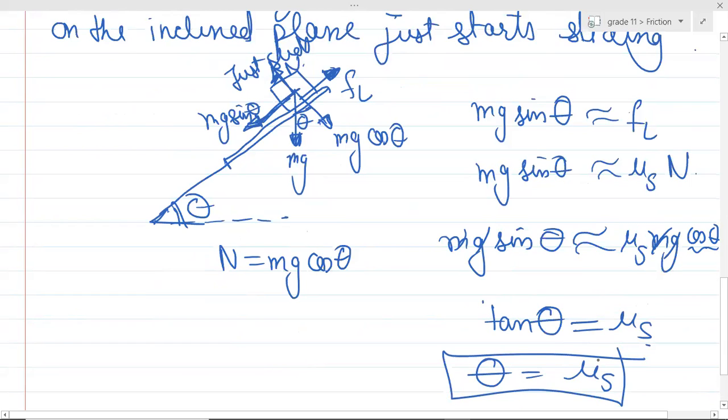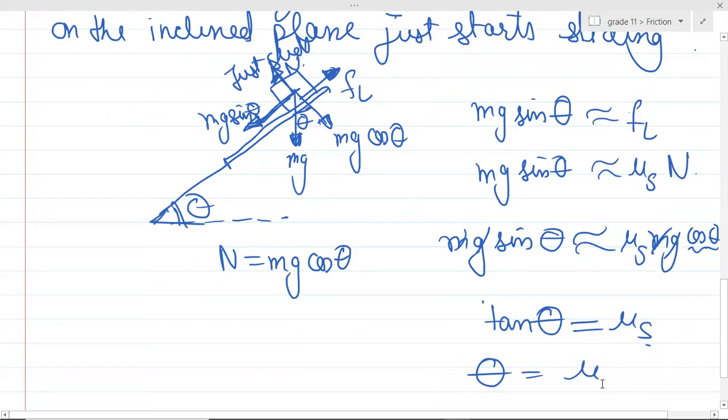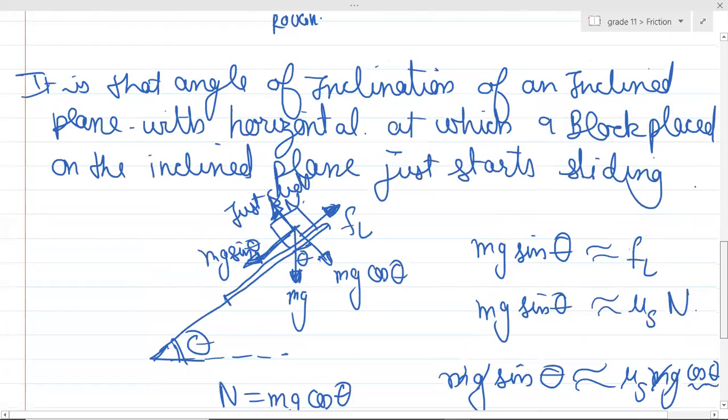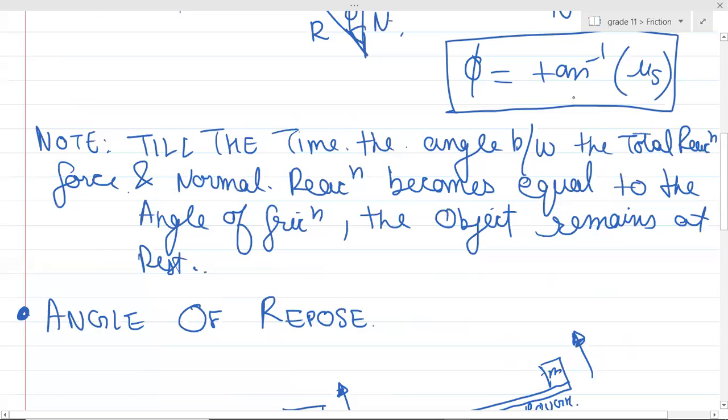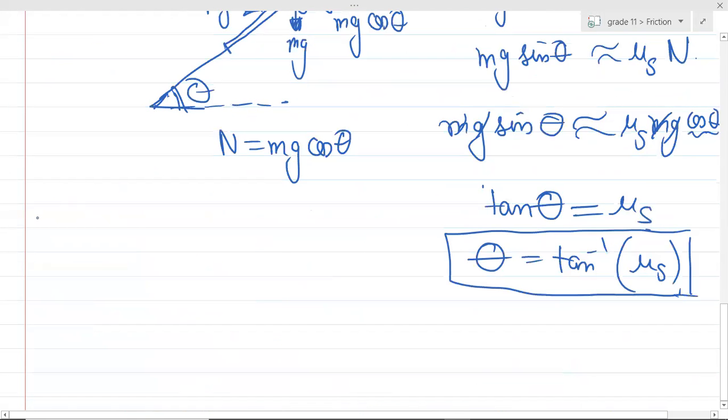And what is the angle of repose? Tan inverse of mu s. So theta will be equal to tan inverse of mu s. Can you see, guys, it's the same thing as the angle of repose, tan inverse of mu s. Are you getting my point? Yes, sir.